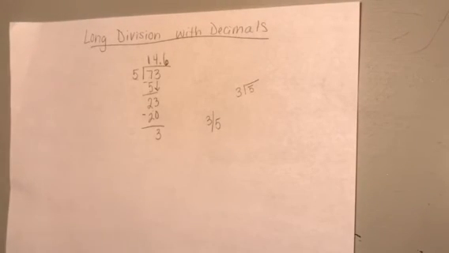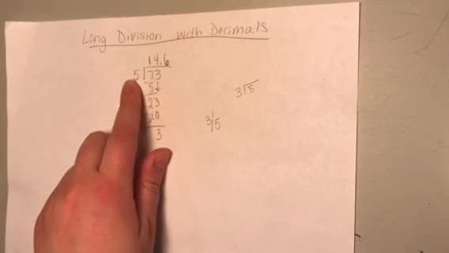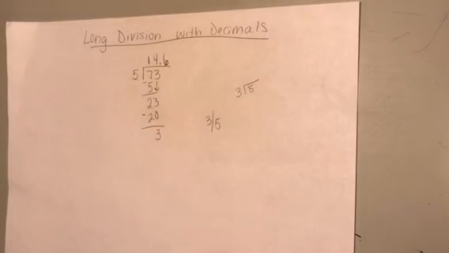And a good way to check this is to type it into your calculator. If you do 73 divided by 5, you will indeed get 14.6.